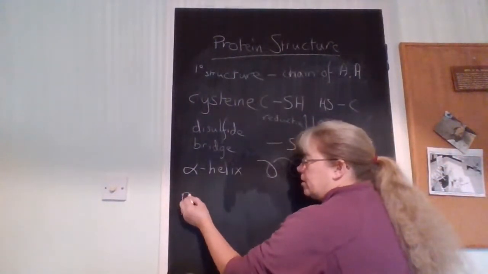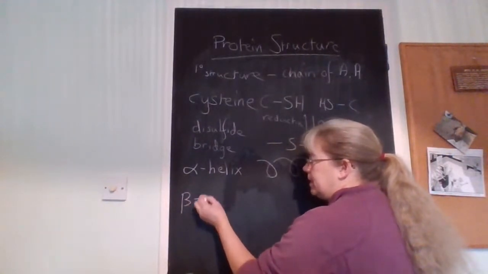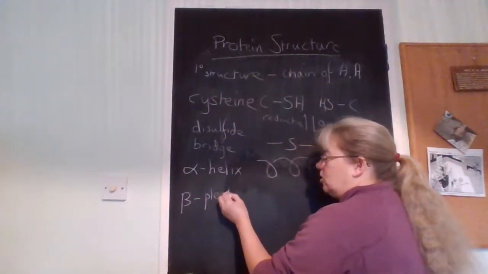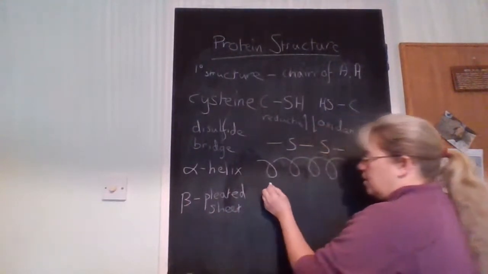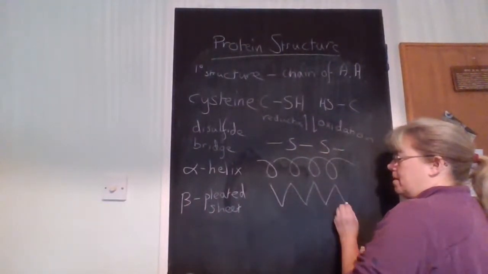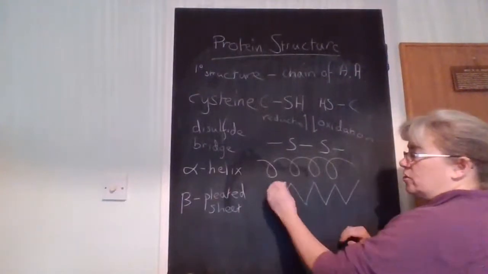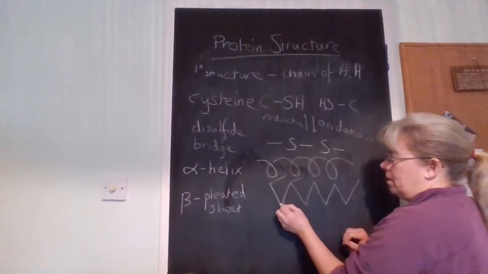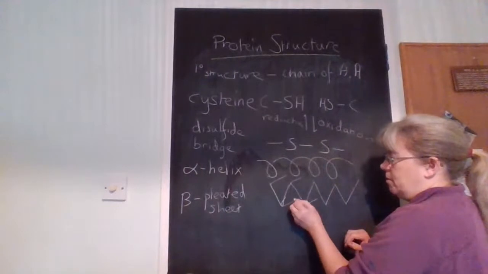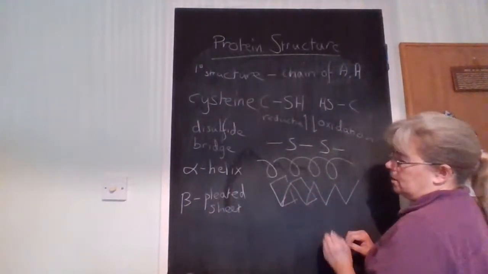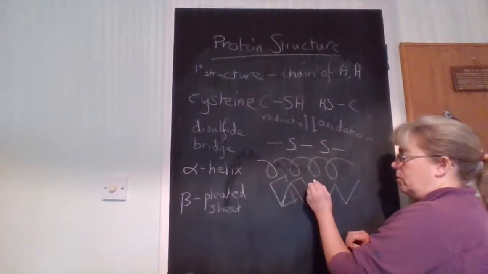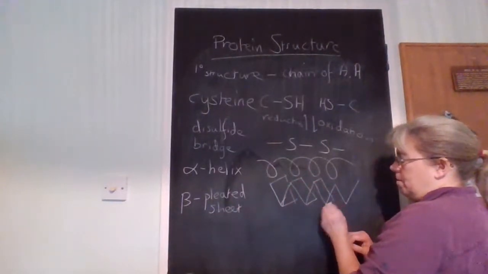Or you can get a beta pleated sheet, okay, and that just does this. It's a sheet of it, so you could draw it going backwards a bit. I can never do this. There we go. Drawing was never my strong point. Okay, so you've got it going backwards from itself, forming a pleat.